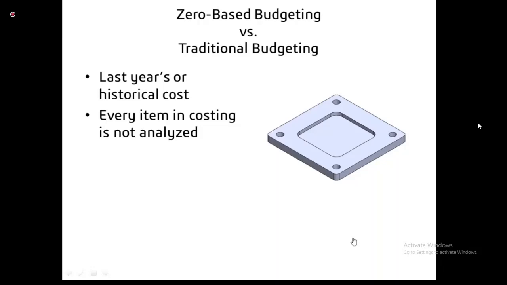Okay. So now let us understand what is the difference between zero-based costing and traditional budgeting, which is there in the organization. Traditionally, organizations or manufacturing companies are biased towards the last or historical cost of the component. Whenever you are dealing with any manufacturing organization, till date people are using traditional methods.